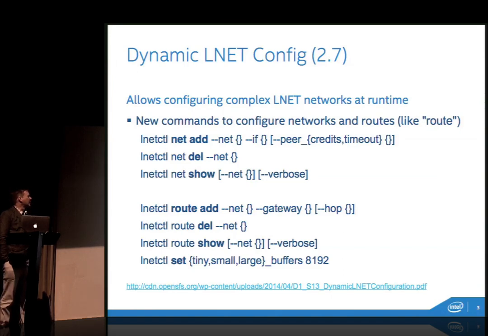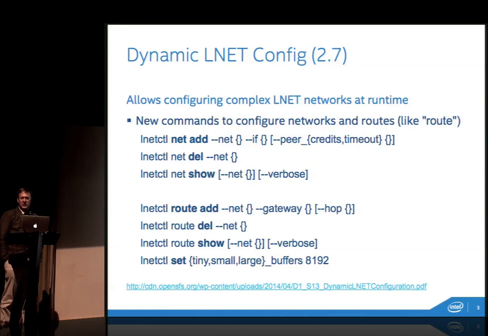So, dynamic LNet configuration. It's mainly focused on being able to configure Lustre and change the Lustre routing configurations and things like that after the system has already been set up. The current implementation is somewhat static in that you can't add and remove new routes and new interfaces after the system has been mounted, because it gets the Lustre network configuration from the module parameters.